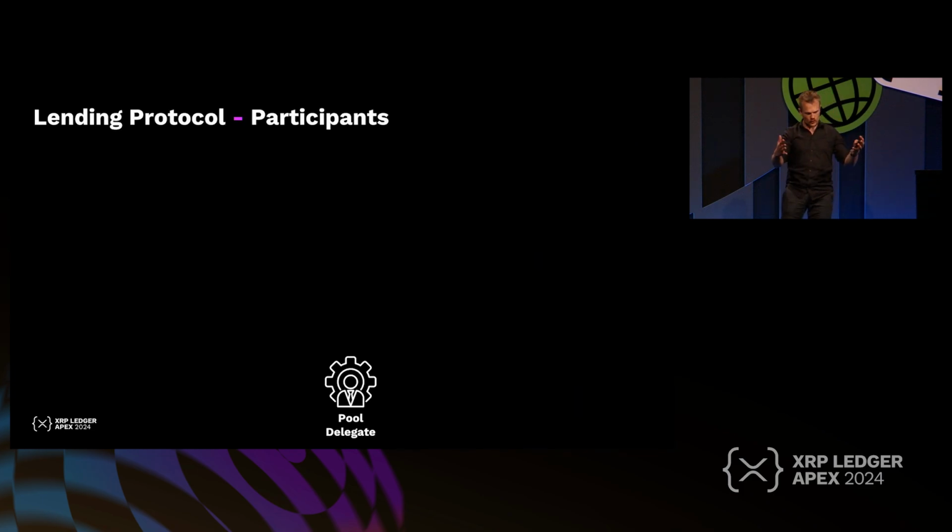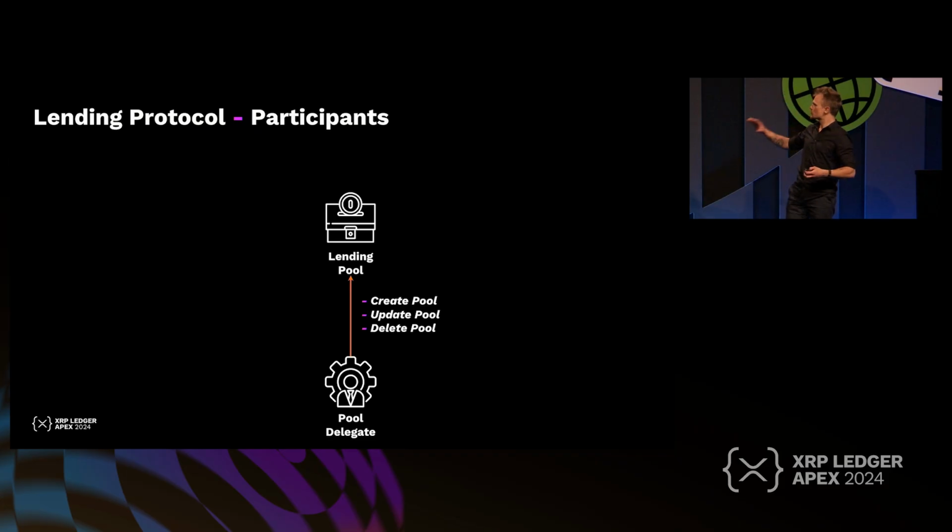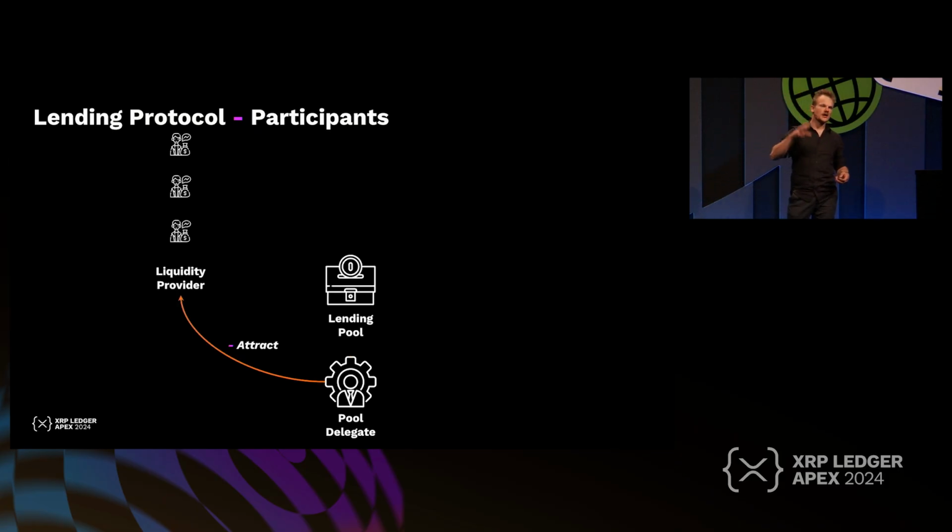Who are the players? At the very core, we have the pool delegate. A pool delegate is controlled by one or more on-chain accounts. And first and foremost, they are responsible for creating, updating, and deleting the lending pool. Once the lending pool is on-chain, then the pool delegate can start attracting the liquidity providers. They may attract the liquidity providers through very favorable interest rates or a very favorable capital protection scheme. It is up to the pool delegate how to do this.